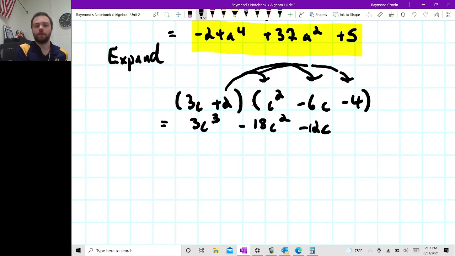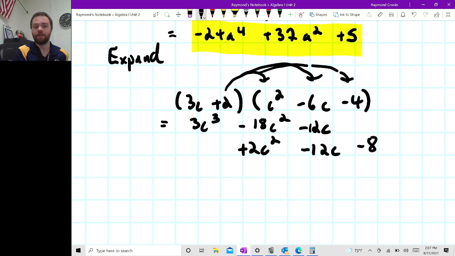So I've got plus 2c squared, so 2 times c squared is 2c squared. And actually I'll show you what I like to do with these so I can keep them straight. So plus 2c squared, and then I'm going to add it to -18c squared in a minute. And then 2 times -6c is going to be -12c again. Yeah, that makes sense. And then 2 times -4 is -8.